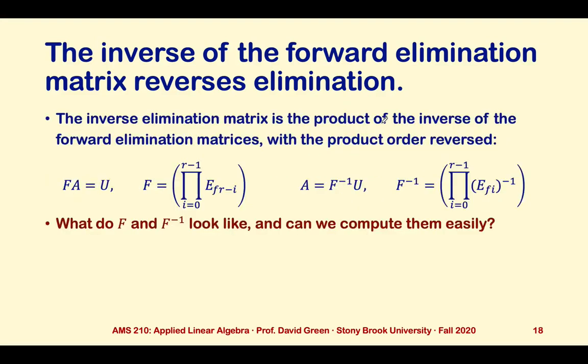Okay. So we've now worked out that the inverse of the forward elimination matrix achieves reversing elimination. That is, F times A gives us U. This is forward elimination. A equals F inverse times U. This reverses elimination, taking us back to A. Now the question is, what do F and F inverse look like? What's their structure? Do they have a special structure? Can we compute them easily, as opposed to multiplying many, many matrices in a string?